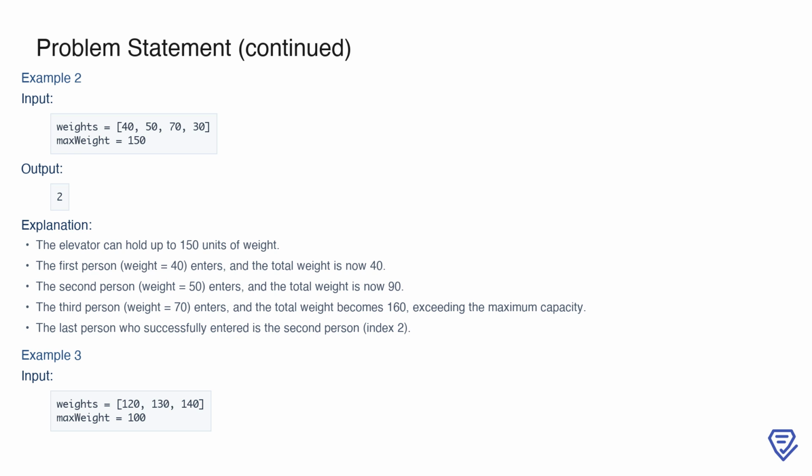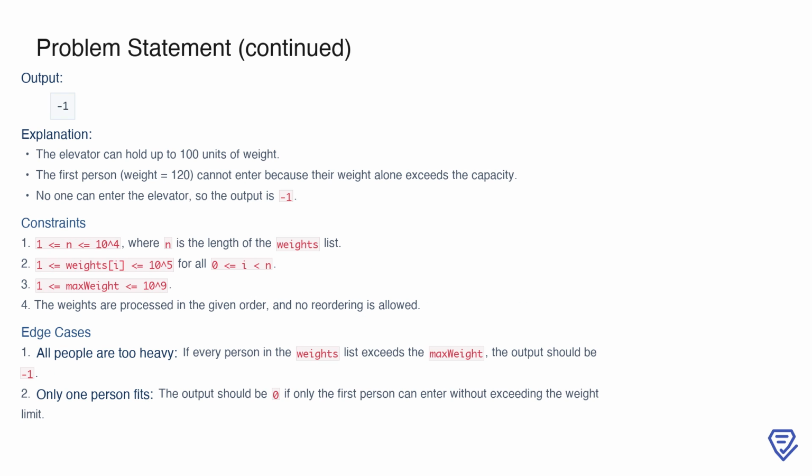Let's explore another example to understand edge cases. In the third example, the weights list is 120, 130, 140, and the max weight is 100. Here, the very first person in the queue weighs 120, which already exceeds the elevator's maximum capacity. Hence, no one is able to enter the elevator. In this case, the output is -1, as there are no successful entries. This example highlights a key edge case, where the weights of all individuals in the queue exceed the elevator's capacity.